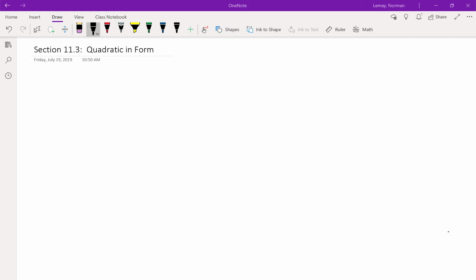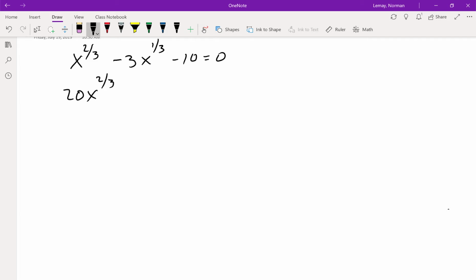So let's take a look real quick at what we're going to be taking a look at here in a few minutes. So we have x to the 2/3 minus 3x to the 1/3 minus 10 equals 0. Now notice that we have this trinomial, but the variables now are raised to rational exponents. And let's take a look at 20 x to the 2/3 minus 6x to the 1/3 minus 2 equals 0. So we're going to take a look at these two, kind of similar in nature.